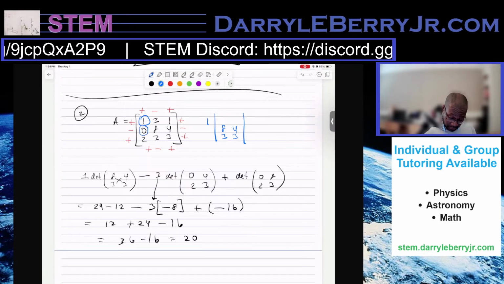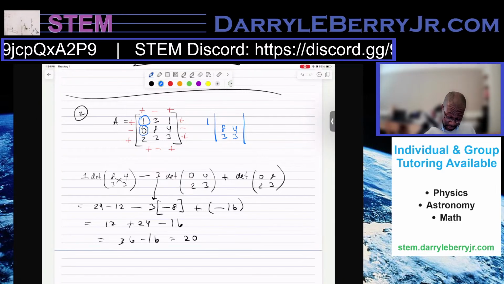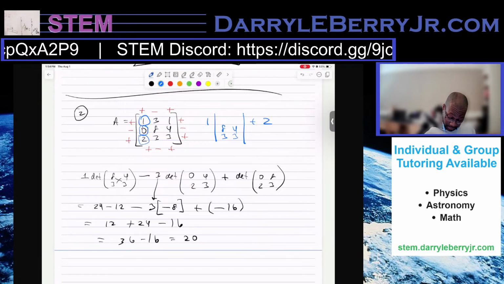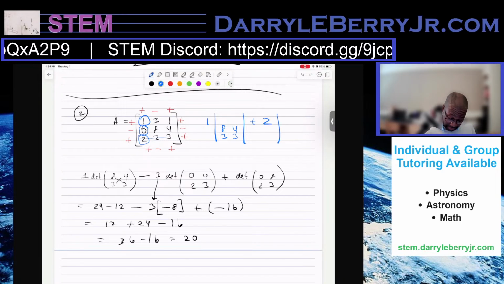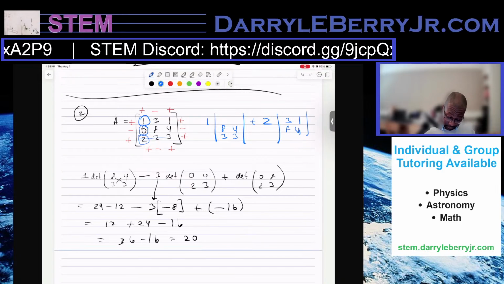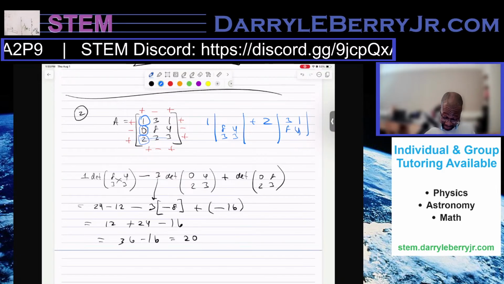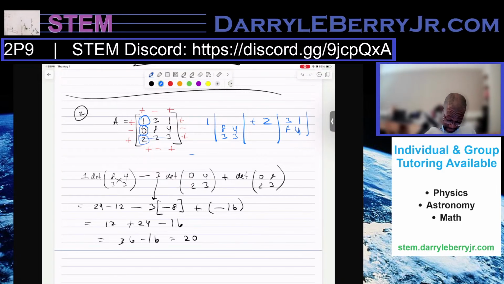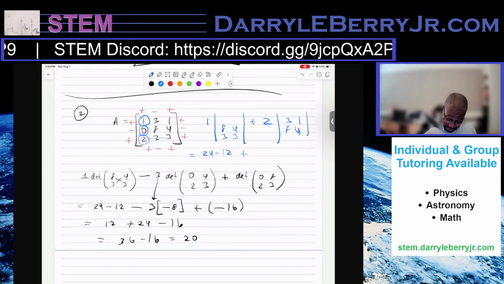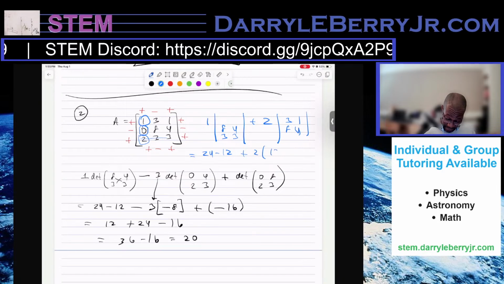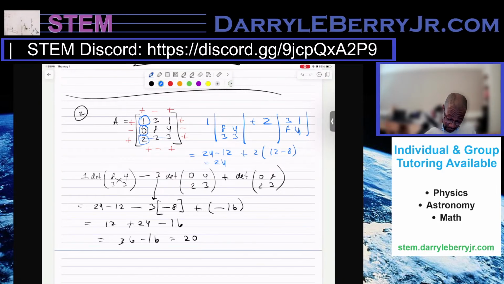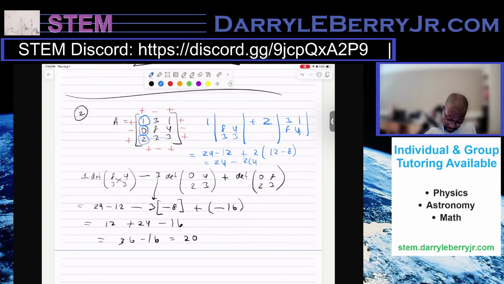Minus 0, so I don't have to write anything there. And then plus 2, and this is going to scratch all of that out. So that's 3, 1, 8, 4. Now I did it that way because now I have one less thing to do. So that's going to be 24 minus 12 plus 2 times all of 12 minus 8. So that equals 24 minus 2 times 4.